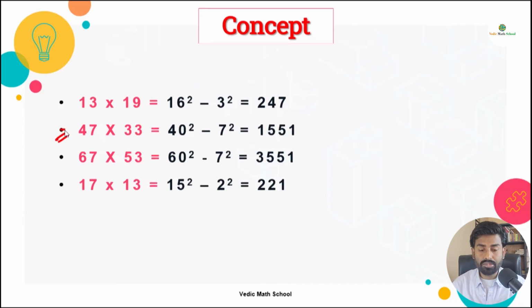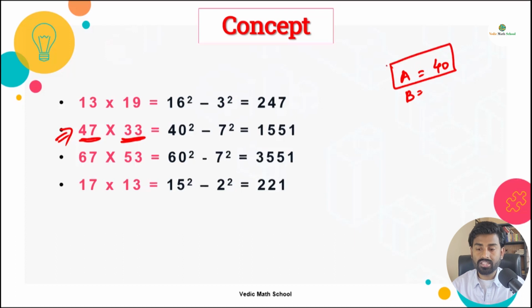Now the second example you are going to take, 47 into 33. Now our target is to get a, and our target is to get b. So a, how will we get it? Add the values. 47 plus 33, you will get 80. 80 divided by 2, that is 40. So now you know the median. So the median is clear, a is clear. Now b is what? Median minus the bigger number. So 47 minus 40, that is 7.